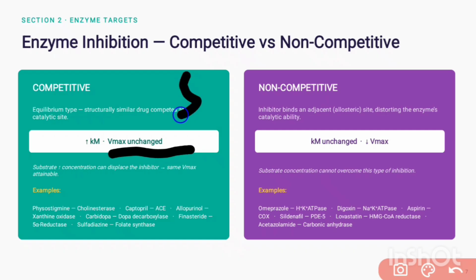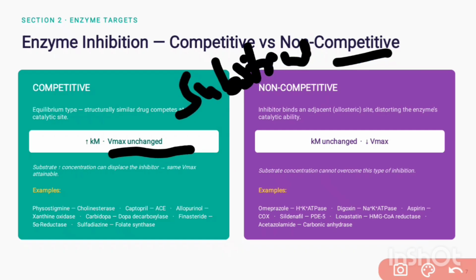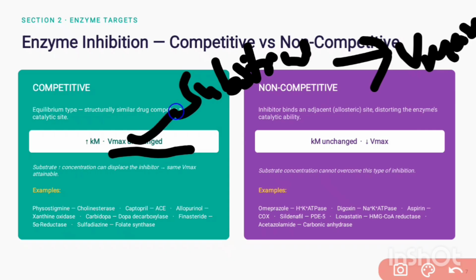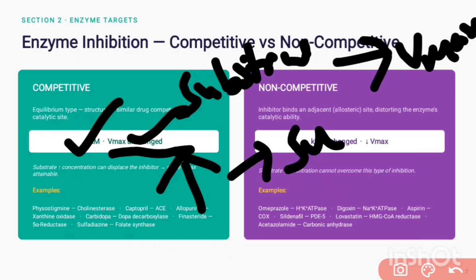Why? If you increase the substrate concentration, ultimately the same Vmax is reached, at any time the same Vmax is reached. So that's why the Vmax is unchanged but Km is increased. Km is increased means more substrate concentration is required to produce half of the Vmax.